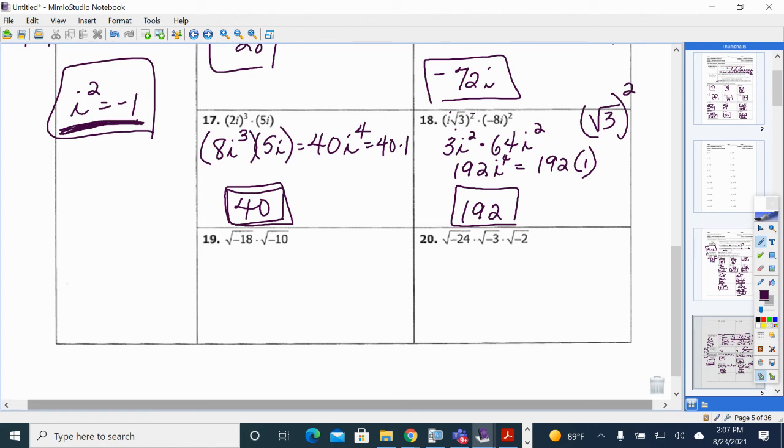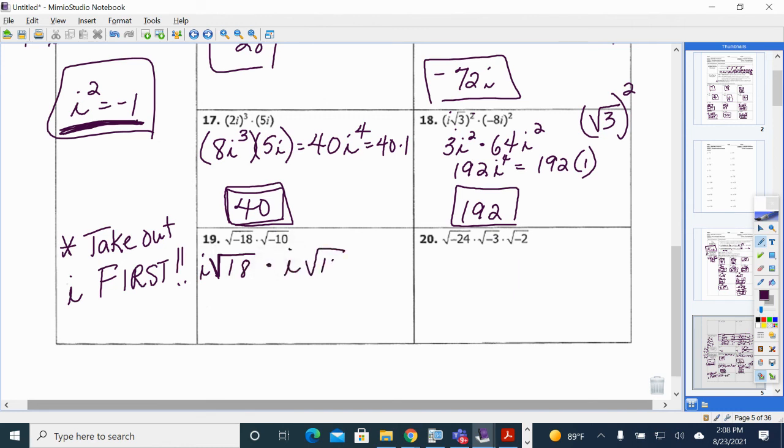19 and 20 are a little more complicated because you cannot just stick these in the calculator. What we're going to do here is we have to simplify the i's first. You have to make sure you take out the i's first. So on number 19, I have i times the square root of 18 times i times the square root of 10.